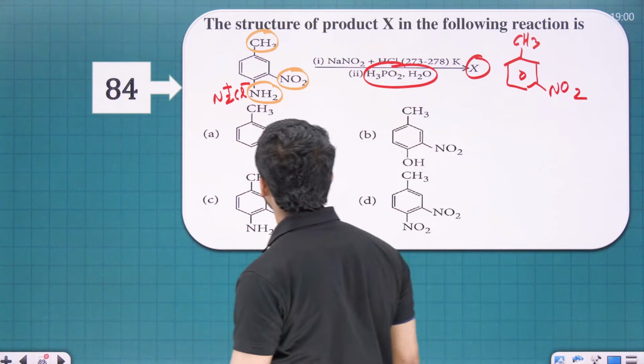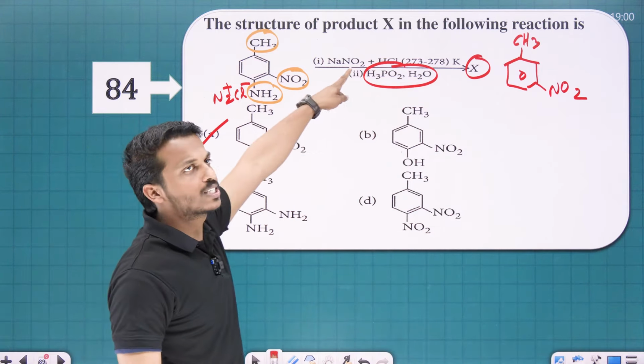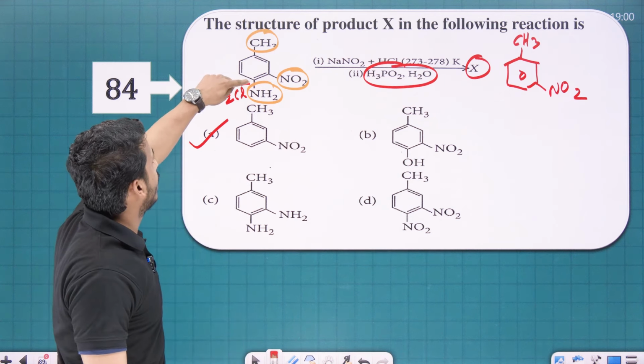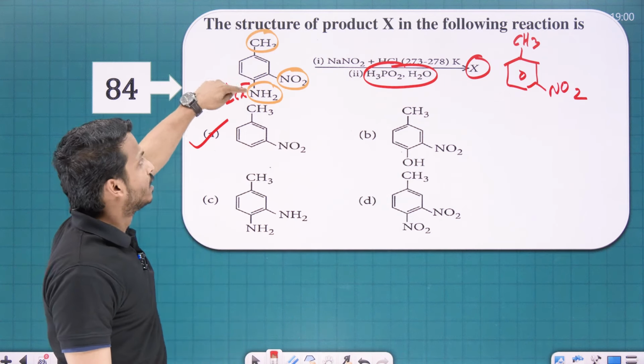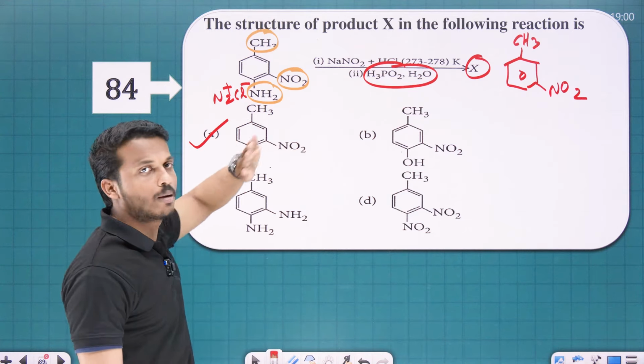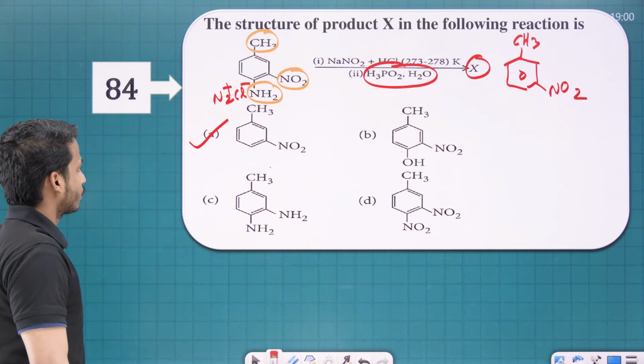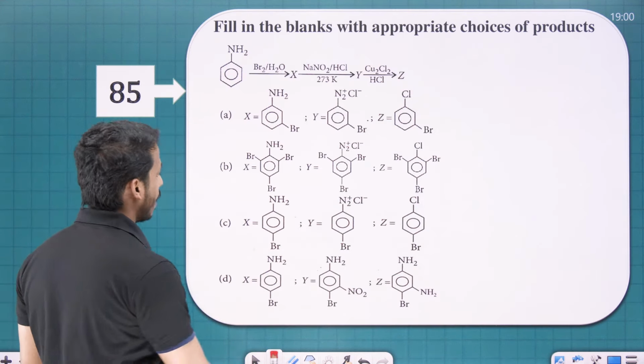So you will get the product benzene with CH3 and NO2 alone. Where is that? Option A. What is the first process? First process diazotization, NH2 becomes N2Cl. Second step, if you treat it with H3PO2 and water, the diazonium salt completely vanishes. So benzene with CH3 and NO2 will be there. Fill in the blanks with appropriate choice.